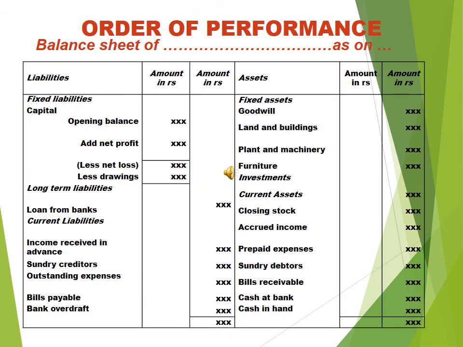This is an example for order of performance, where you can see that it is just the opposite of liquidity order. Asset side, goodwill comes first and cash in hand as the last item. And on the liability side, capital, net profit and drawings first, and the last item is the bank overdraft.